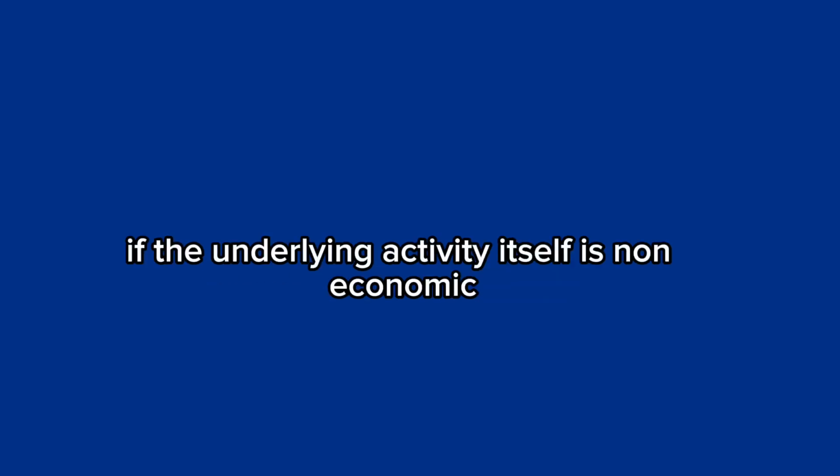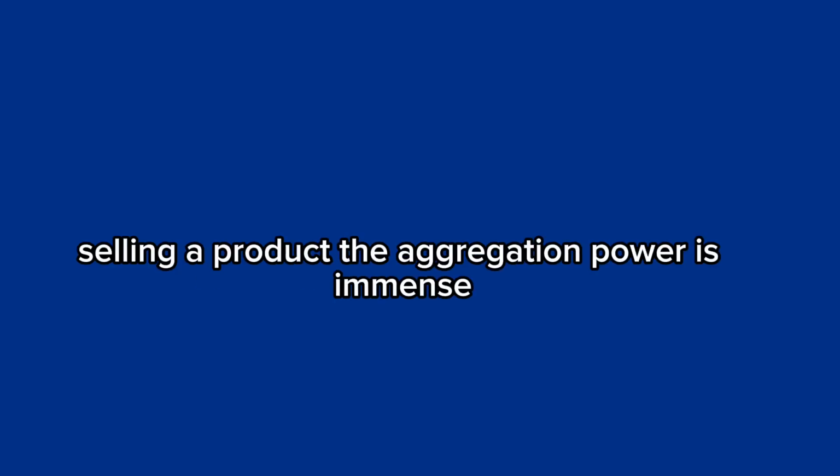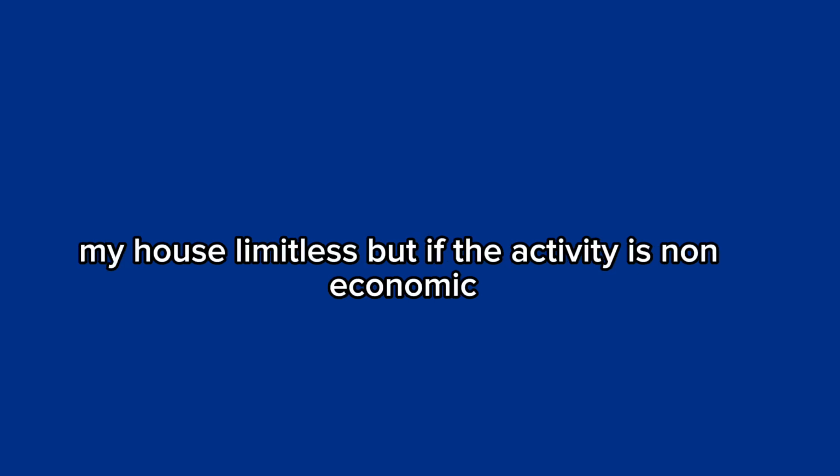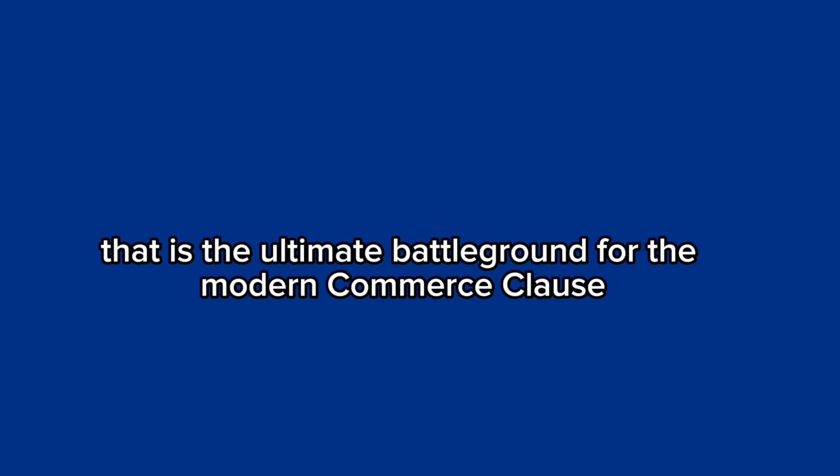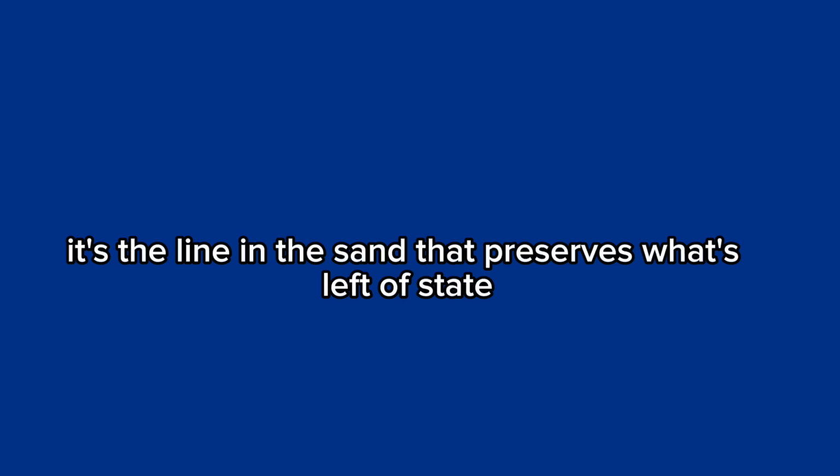The court made it clear that even if Congress comes to them with a mountain of research showing an economic link, if the underlying activity itself is non-economic, that link has to be substantial and direct, not a long chain of possibilities. So this is the dividing line. If the activity is economic, growing wheat, mining coal, selling a product, the aggregation power is immense. It's limitless. But if the activity is non-economic, possessing a gun, committing an assault, the power is very weak, and the courts will likely step in to protect the state's traditional role. That tension, economic versus non-economic, that is the ultimate battleground for the modern Commerce Clause. It's the line in the sand that preserves what's left of state sovereignty.